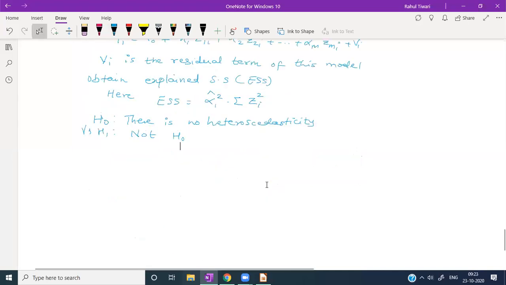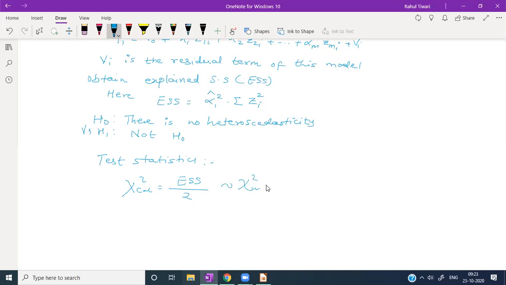And now I'm defining here my test statistic. What is my test statistic? It is chi-square calculated is equal to ESS upon 2, which follows chi-square with m degrees of freedom, and this is for a large sample.